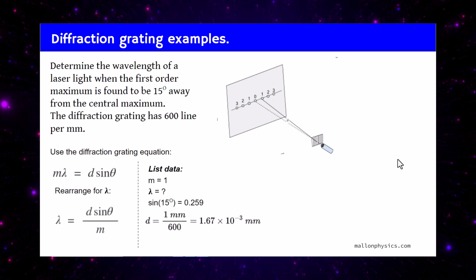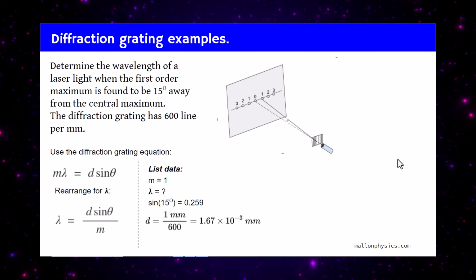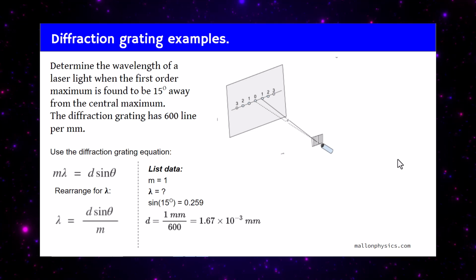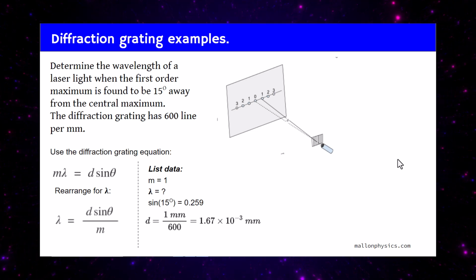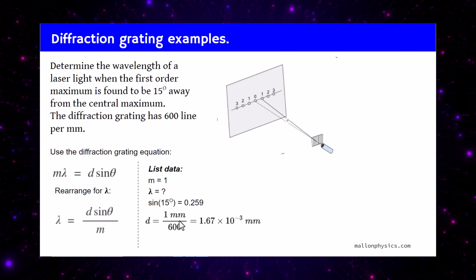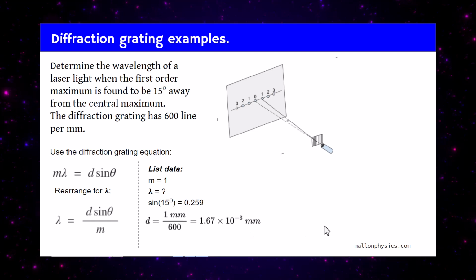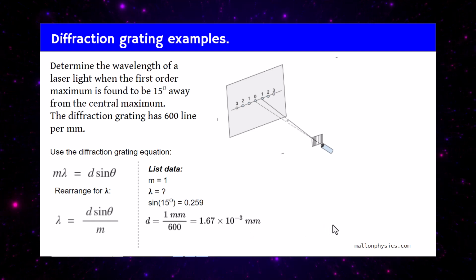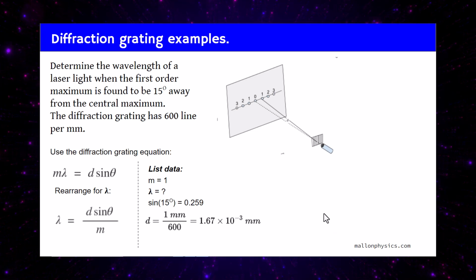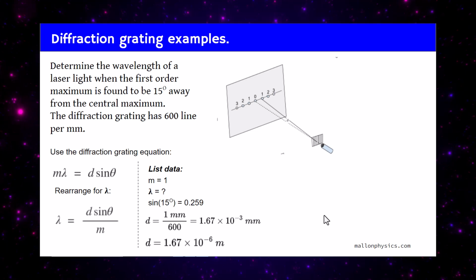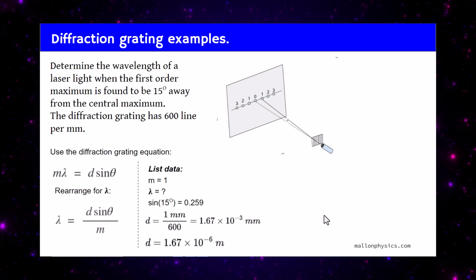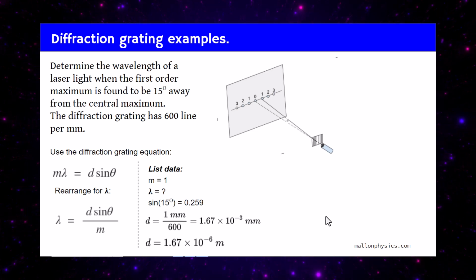And therefore we have d, the spacing between the slits in the diffraction grating, which is equal to the length divided by the number of lines. We've got a length of 1 millimeter and 600 lines. So we've got 1 millimeter divided by 600, and that's going to give us 1.67 times 10 to the minus 3 millimeters. But we have to change into meters to keep everything correct, and therefore the slit spacing d is going to be 1.67 times 10 to the minus 6 meters. We'll just divide it by 1000. So that's us got all our data.